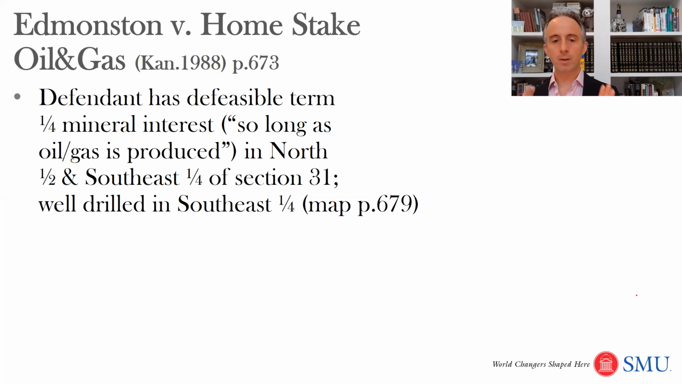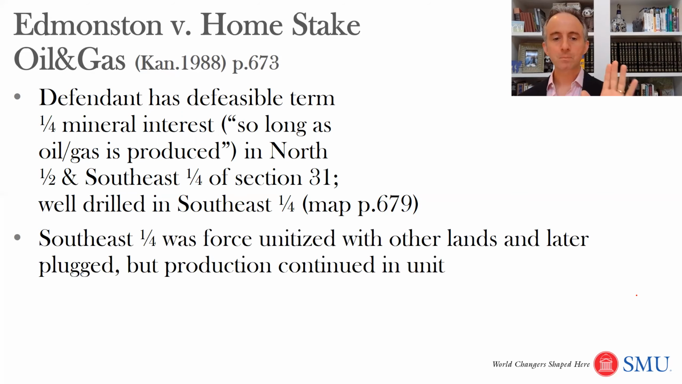Okay, this terminable interest applied to the north half and southeast quarter of section 31. You can see it on page 679 in your text. It's like the little shaded portion on the left of that map. And basically what happened here was that the southeast quarter of that land was force unitized with other lands. It was later plugged. And so you'd say, okay, well then that mineral interest is over because it only continued so long as oil and gas is produced.